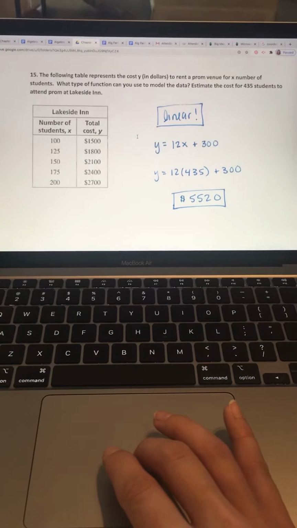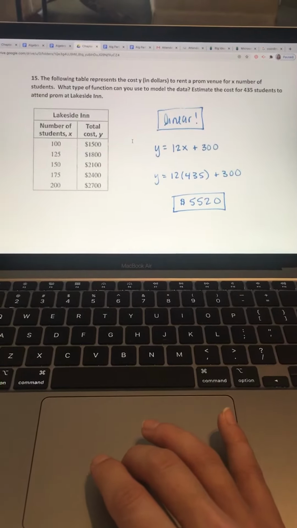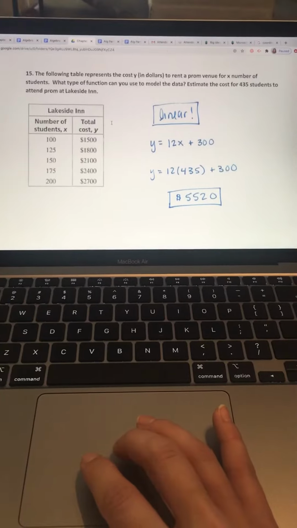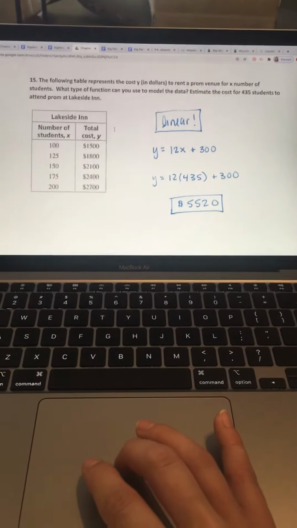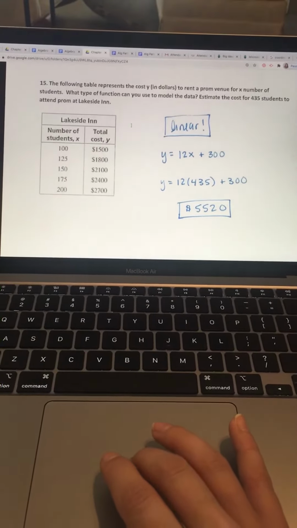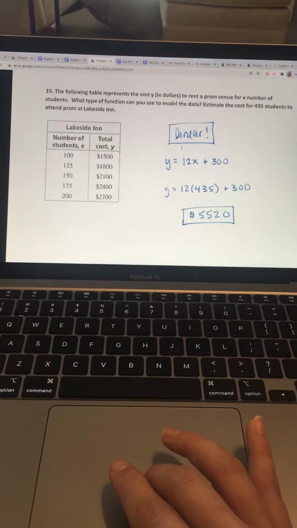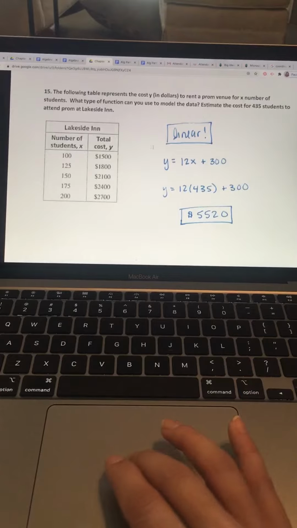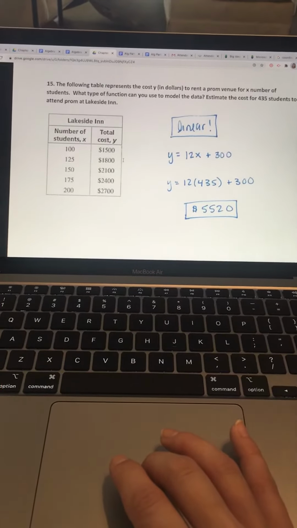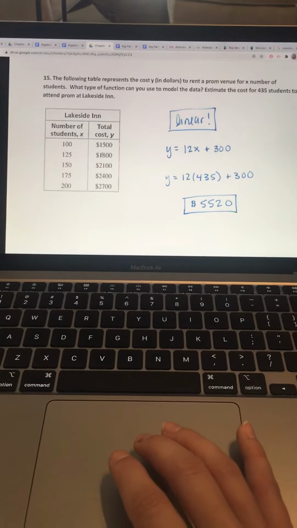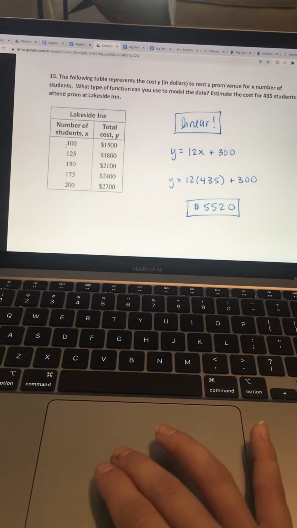On number 15, we're given a chart, and it asks what type of function we can use to model the data. We only really talked about modeling data with linear functions. So if it's going to ask you that, it's going to be linear because we haven't done any other model yet. And I also know it's linear because it has a constant rate of change or a constant slope.